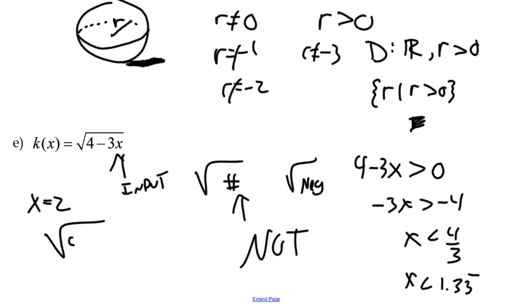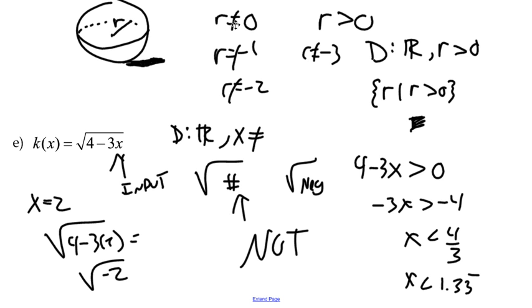Square root of 4 minus 3 times 2. 4 minus 6, negative 2. Right? You can't take the square root of a negative. So as long as your x value that you choose is less than 4/3, it's always going to give you a positive value. So our domain will be all real values where x is less than 4/3. Okay, so this is what we want to say right here.